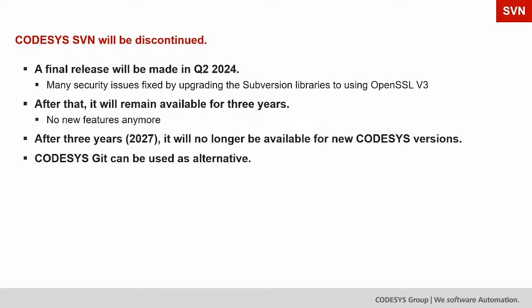We will not add new features anymore, but we will continue to provide security issues and critical bug fixes. After these 3 years, which will be 2027, it will no longer be available for new CODESYS versions. Obviously, CODESYS Git can be used as an alternative to Subversion already today. But of course, as mentioned, you have now 3 years time to start migrating your existing workflows and projects to alternative solutions.